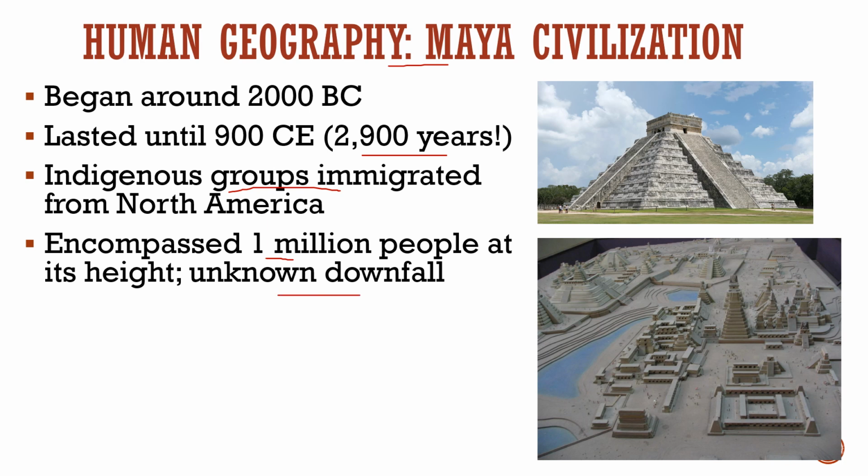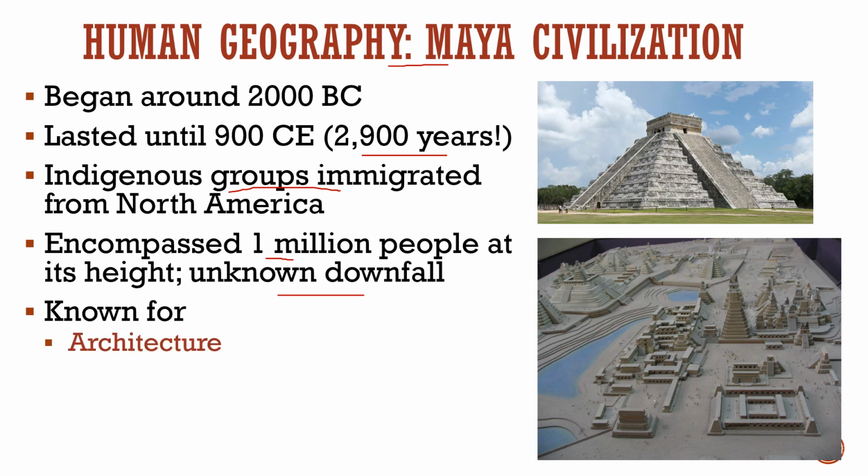It's not exactly sure what led to the downfall around 900 CE or AD. But at that point, we don't really think about 1 million people as that many, but at this time frame, that was a huge civilization and population.